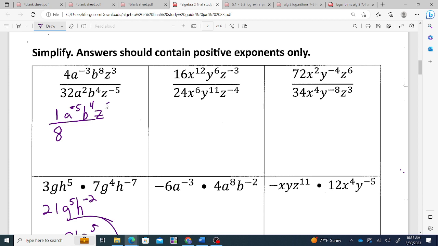It's not negative, it's positive 8. 3 minus a negative 5. So subtracting the negative is the same as adding a positive. 3 plus 5 is 8. And then I get this the way it's supposed to be: a on the bottom, b on the top, and z on the top.